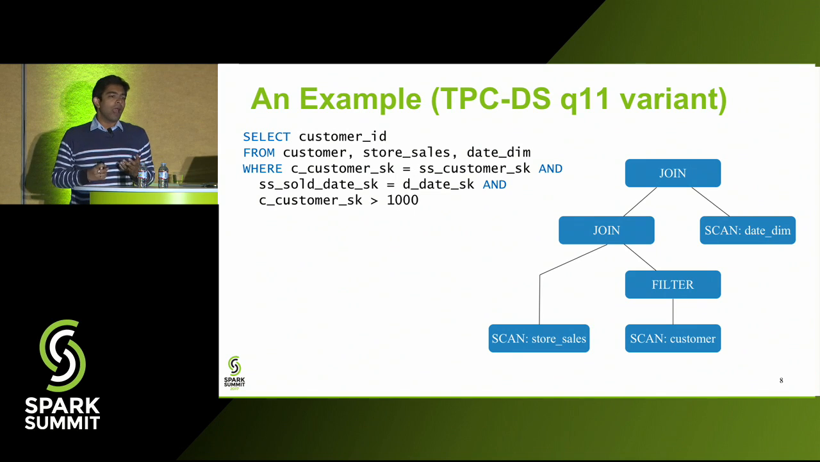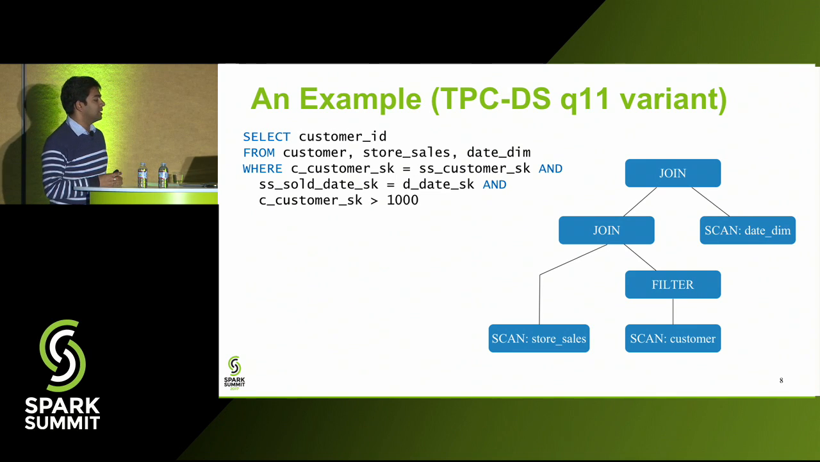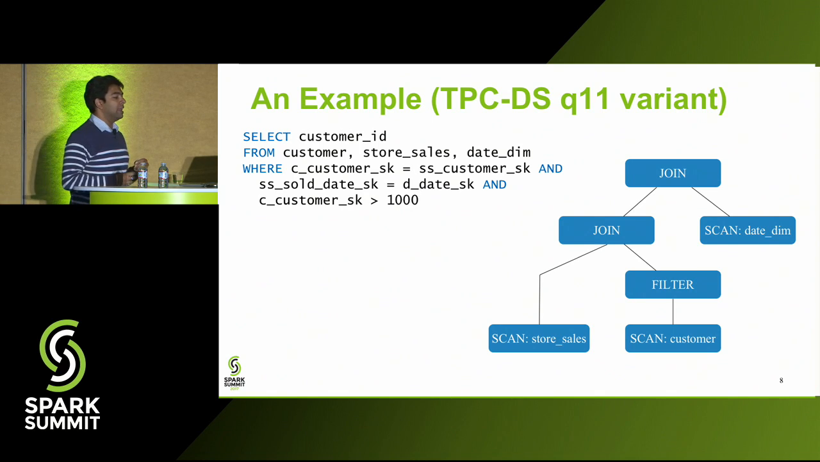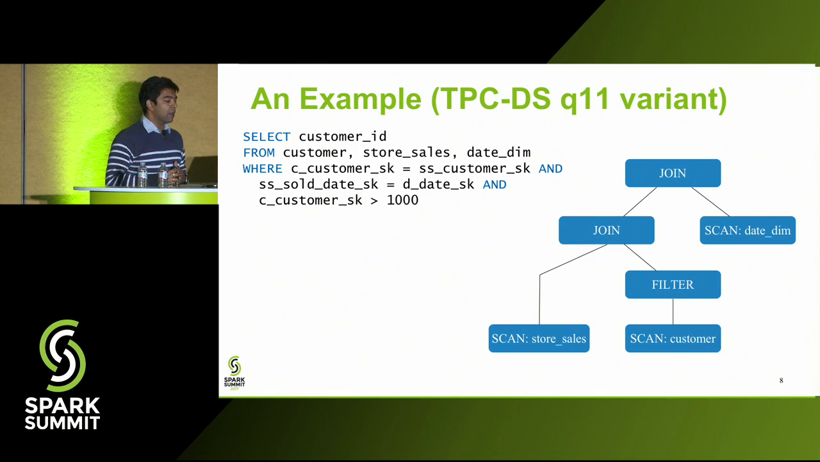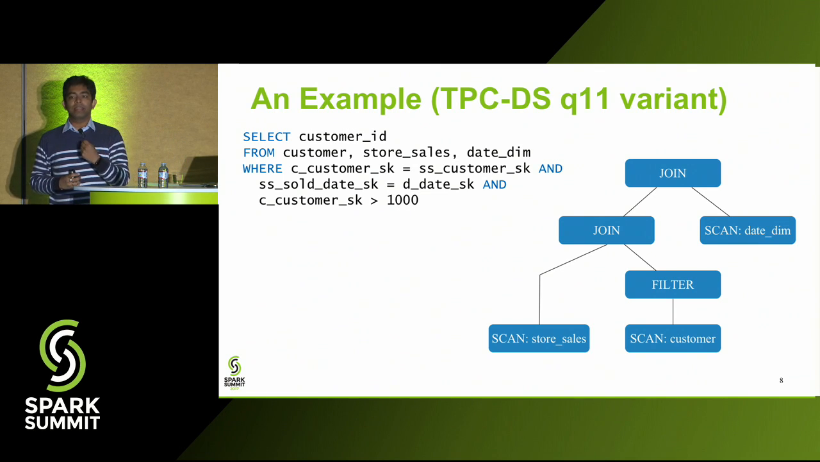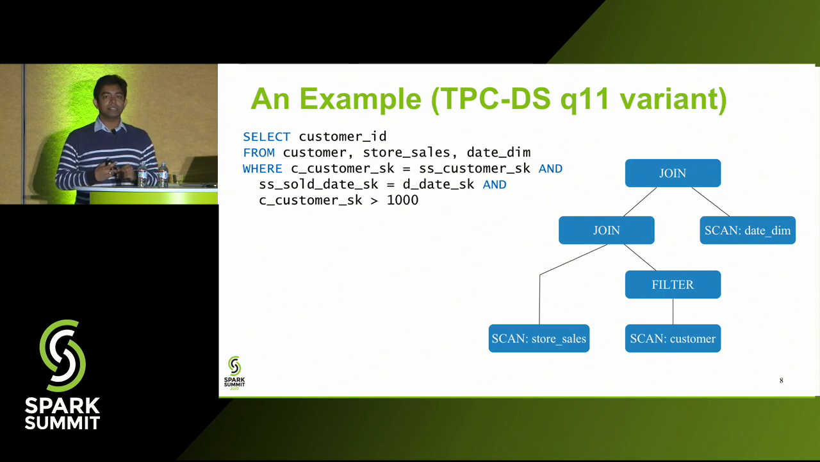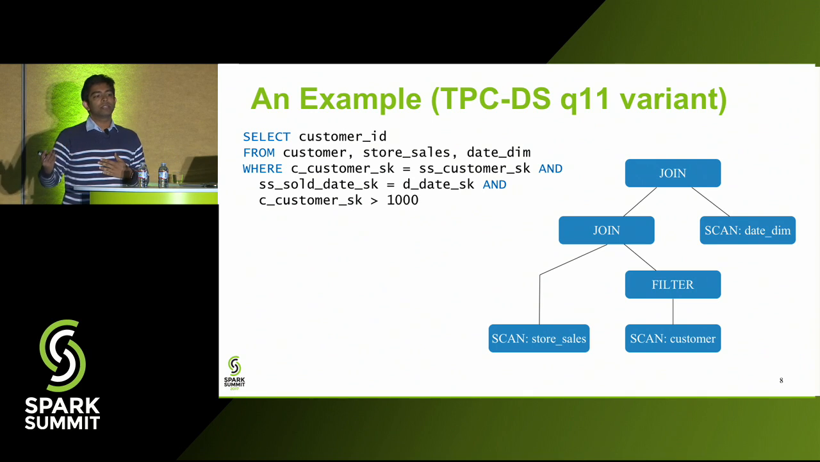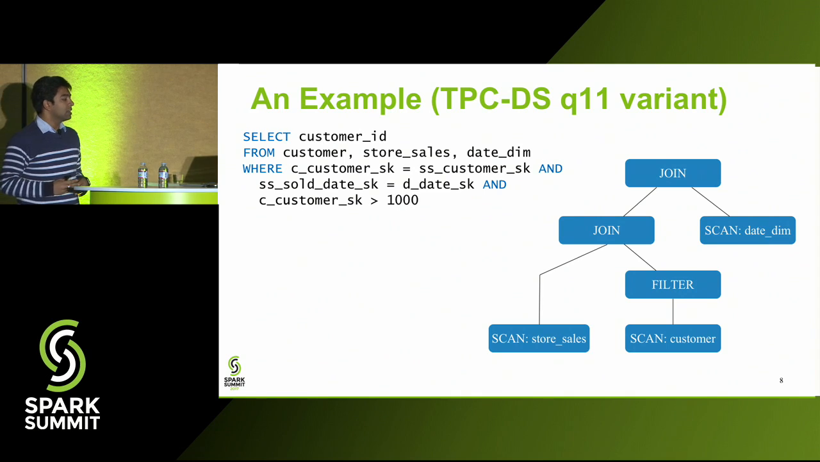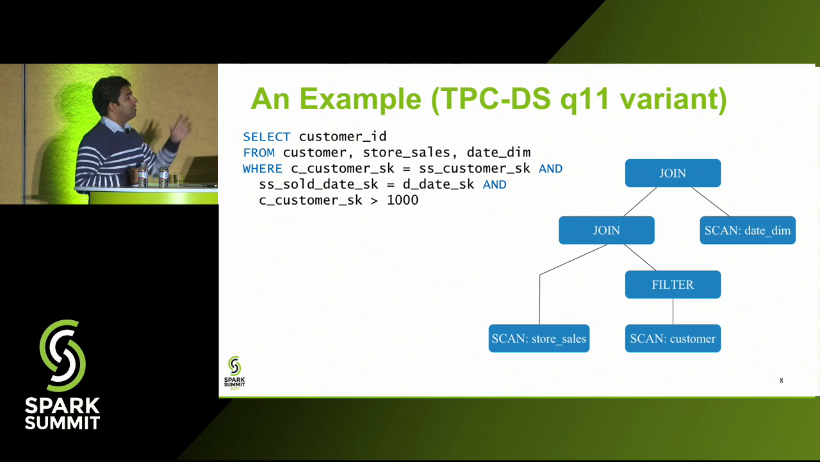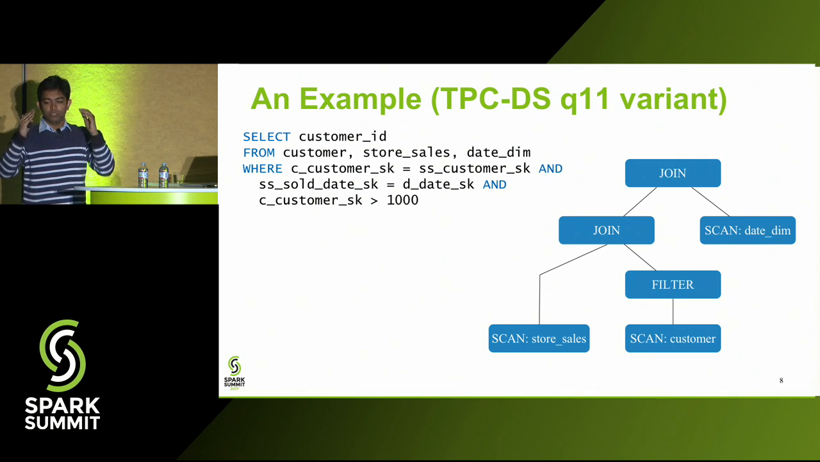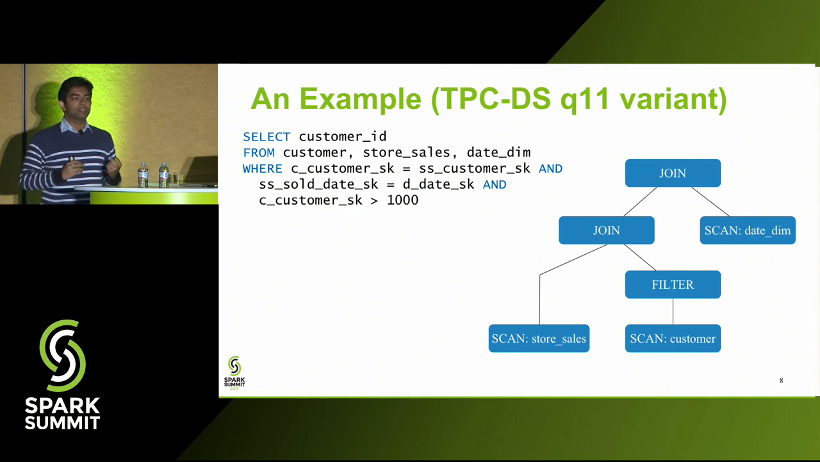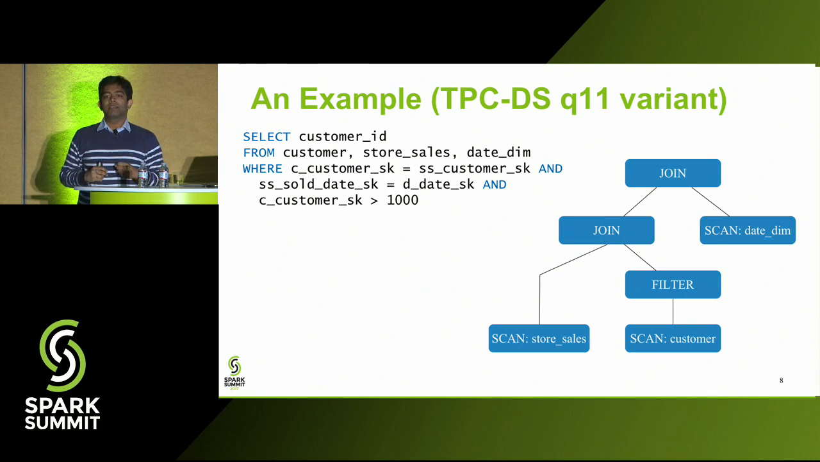So let me actually show you how suboptimal plans can be created in these cases. This is an example, basically based off of a TPC-DS query 11 variant. In this example, we have a query which tries to join 3 tables: the customer table, the store sales table, and the date dim table. If you were to execute this query in Spark 2.1, the logical plan would roughly look something of this sort. We have the store sales and the customer table joined first, because that's how the query is written, and then you would join it with the date dim table.